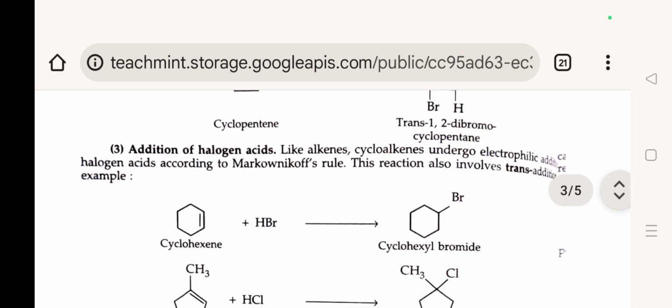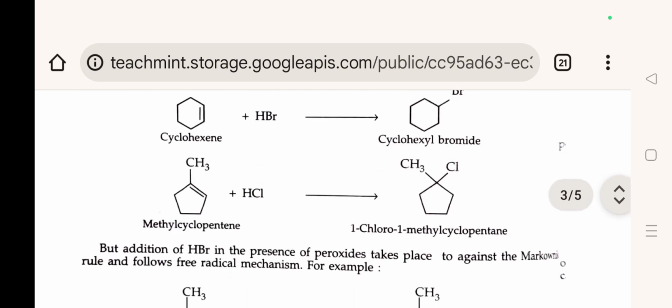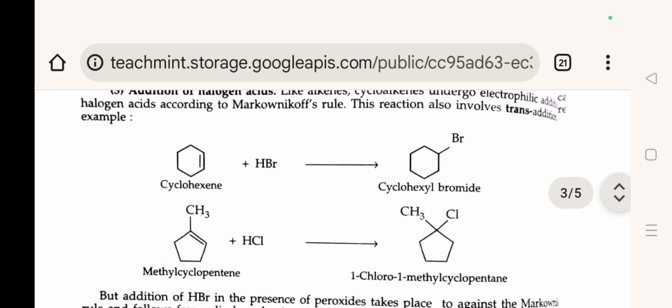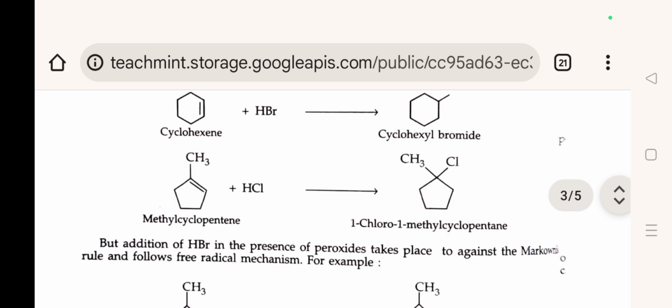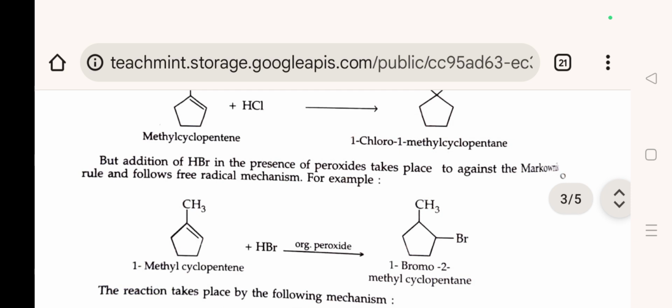Addition of halogen acids. Like alkenes, cycloalkenes undergo electrophilic addition reactions with halogen acids according to Markovnikov's rule, and this reaction involves trans-addition. Example, cyclohexene plus HBr gives us cyclohexyl bromide, and methyl cyclopentene in the presence of HCl gives us 1-chloro-1-methyl cyclopentane. But addition of HBr in the presence of peroxide takes place against the Markovnikov rule and follows a free radical mechanism. For example, 1-methyl cyclopentene in the presence of HBr and peroxide gives us 1-bromo-2-methyl cyclopentane.